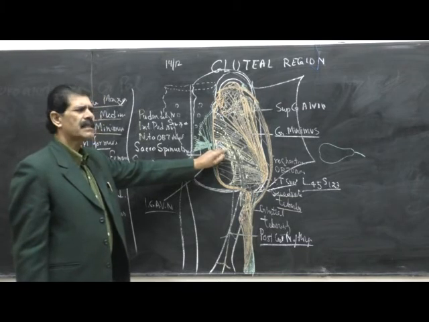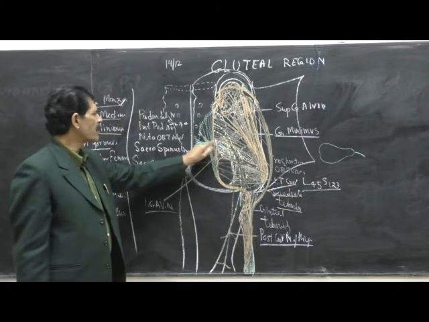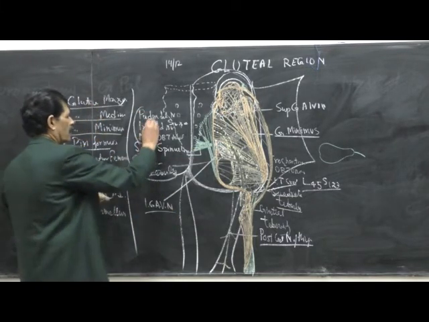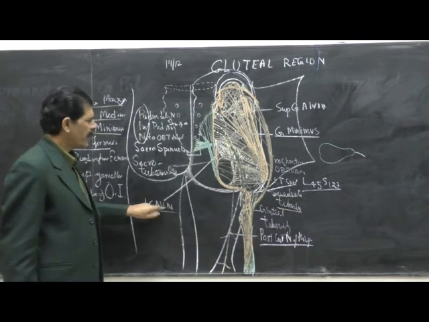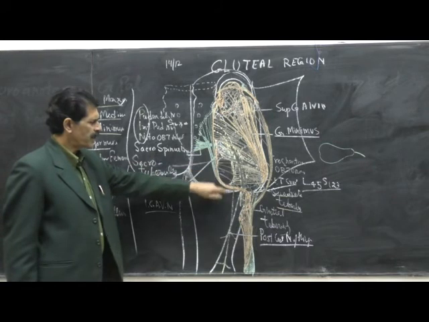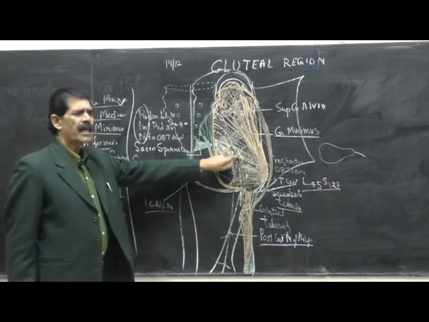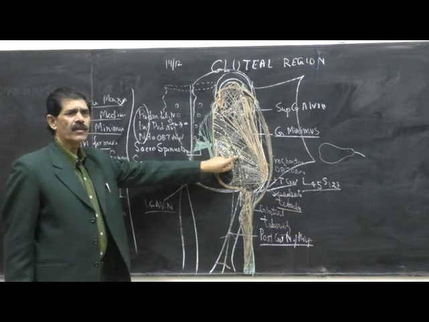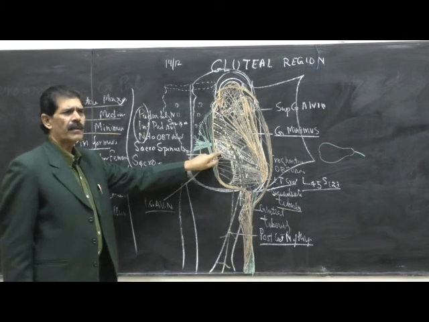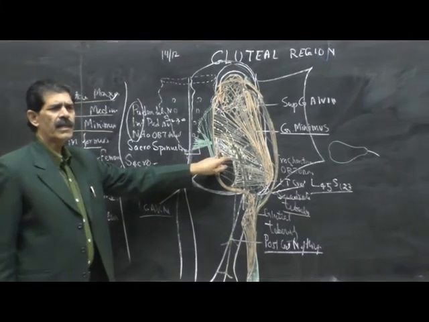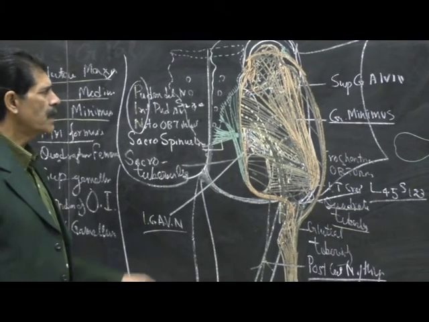So many structures are coming from below the lower border of the piriformis. Number one, the pudendal nerve relation we have done. Number two, the inferior gluteal artery, vein and nerve. Then the posterior cutaneous nerve of the thigh. Then the sciatic nerve. And then the nerve to quadratus femoris. All are coming through the greater sciatic foramen and all are coming from the inferior border of the piriformis muscle. You have to remember.